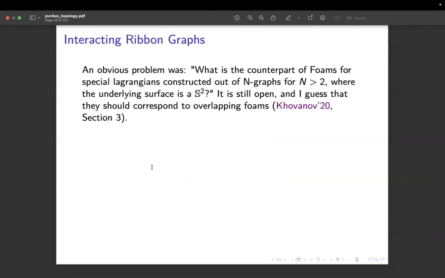Okay, and the obvious problem was: what is the counterpart of the Harvey-Lawson cone for a special Lagrangian constructed out of N graphs when N is greater than 2? And it is still open, and I guess that this would correspond to overlapping foams that were introduced by Khovanov in his paper on a universal construction.